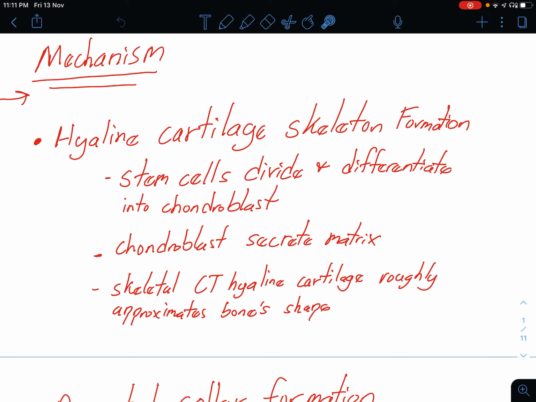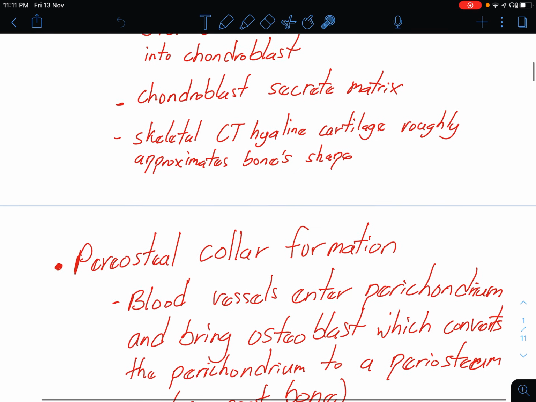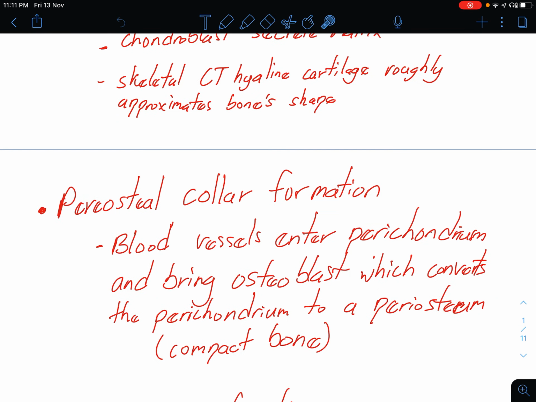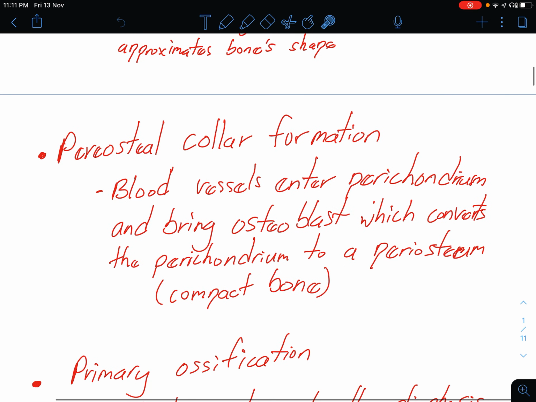So once we already have this hyaline cartilage skeleton, then we go into the periosteal formation, which is basically changing our perichondrium of our hyaline cartilage into a periosteum of our long bone. So blood vessels enter into the perichondrium, which is going to be on the outside surface of that hyaline cartilage skeleton, and it brings osteoblasts, which convert the perichondrium to a periosteum by secreting matrix and basically changing the matrix, therefore changing the tissue, because tissue is made of cells and matrix.